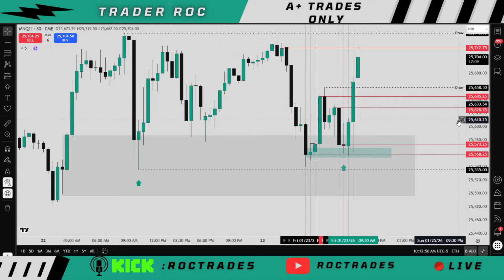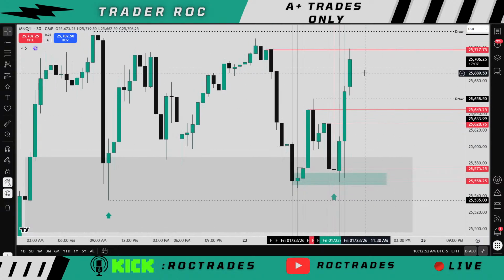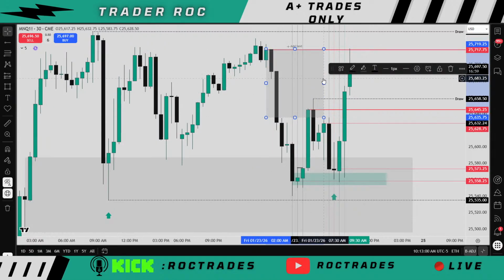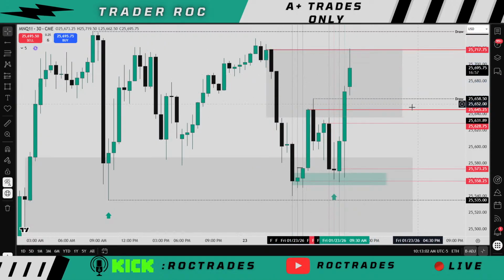So what do I tell myself? I say, it all depends on where 930 opens up, because I could draw up a bearish idea based off of this right here. We have this bearish gap here, and price already rejected here. So now I'm thinking, beautiful. Let's see where 930 opens. 930 opens down into bullish territory, okay?